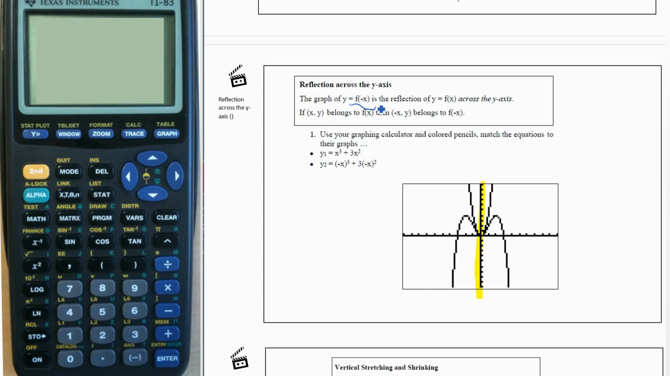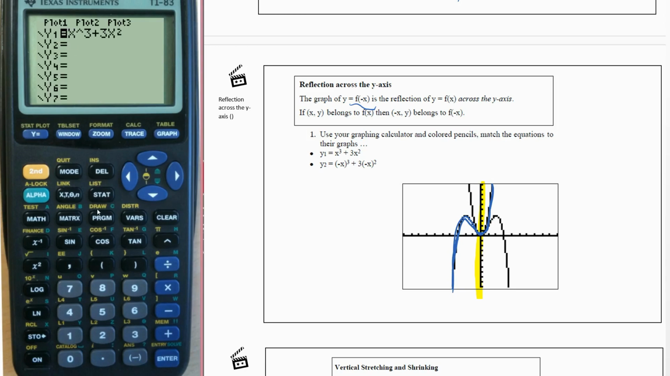So this just means if you want to flip across the y-axis, wherever there's an x, you would plug in a -x. So we're going to look at x cubed plus 3x squared and graph it, and I'll graph that in blue. So this is our graph here. Now we're going to plug in a -x wherever there's an x.